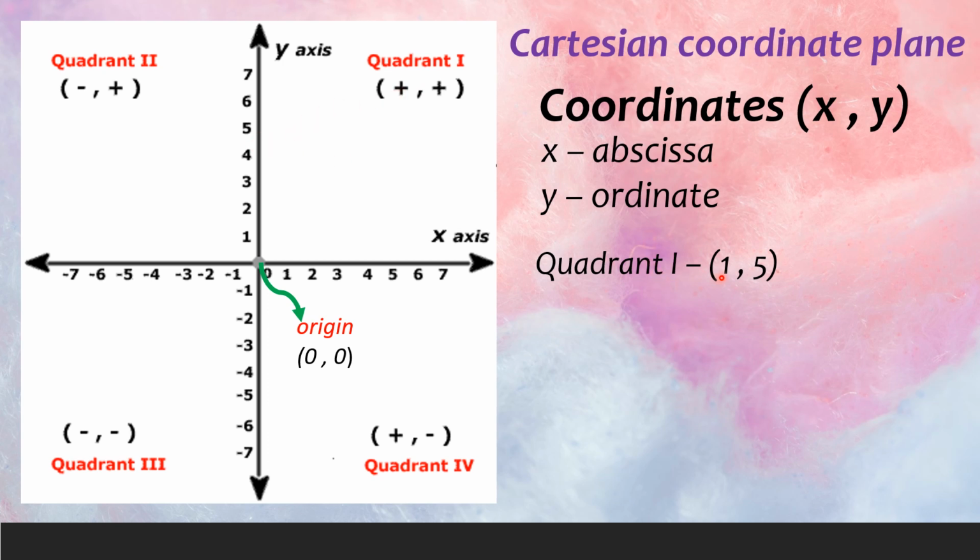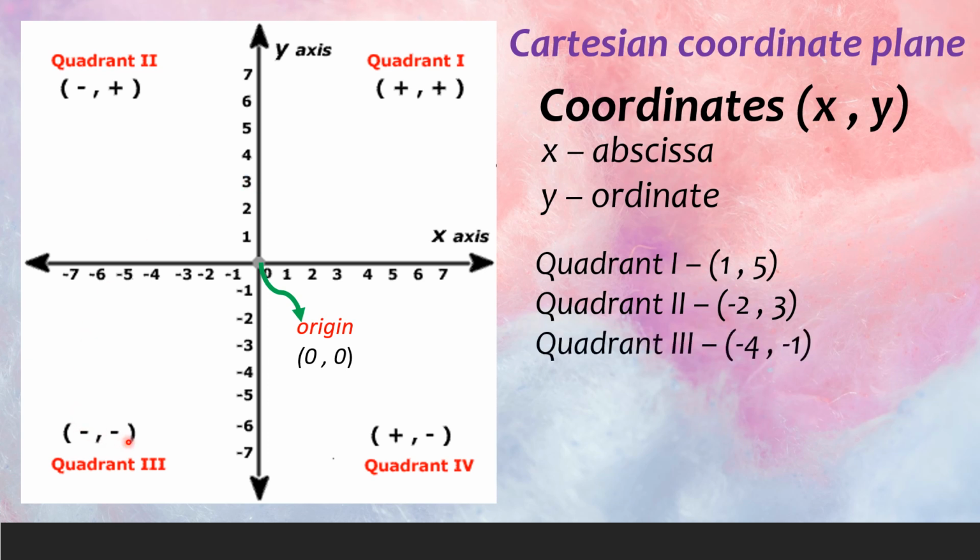So we have the given example 1, 5. 1 is for the x-axis and 5 is for the y-axis. Next is quadrant 2, negative and positive. The value of x, or the x coordinate, is negative, like negative 2, and the y coordinate, or the ordinate, is a positive number, which is positive 3. Quadrant 3, negative, negative, like negative 4 and negative 1, and quadrant 4, positive, negative, like 5, negative 5.